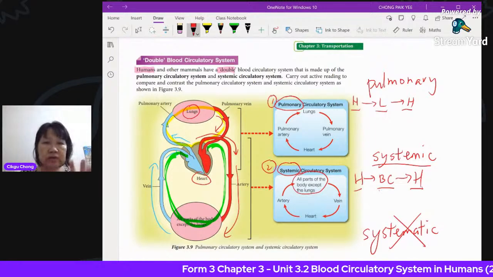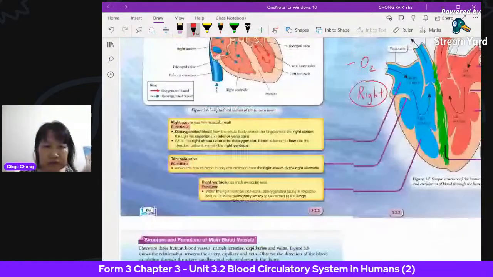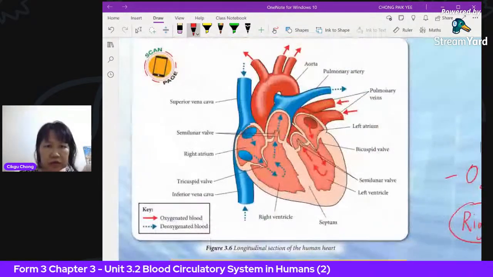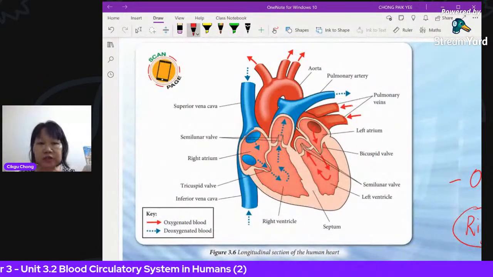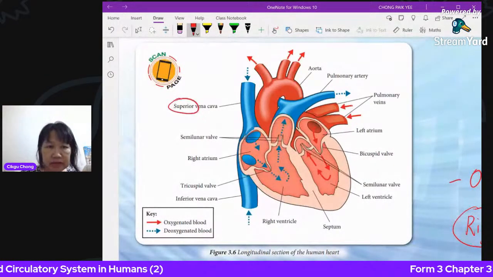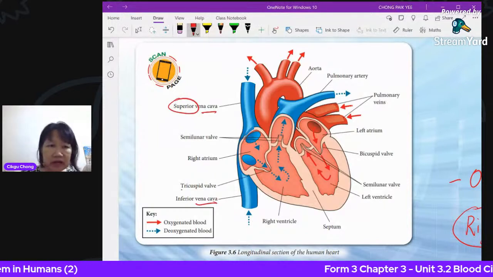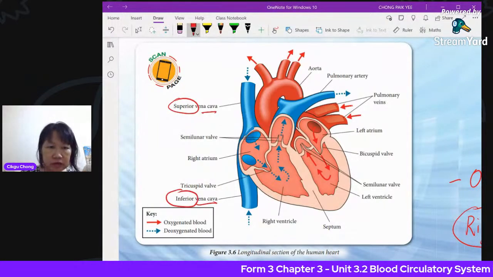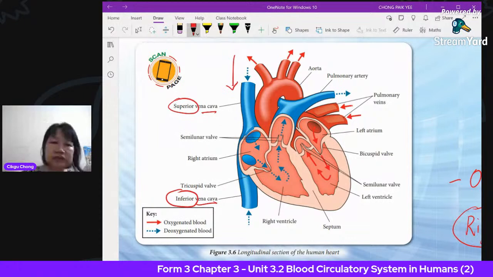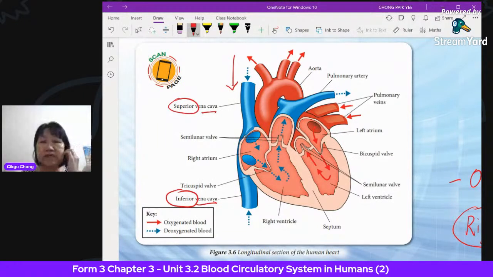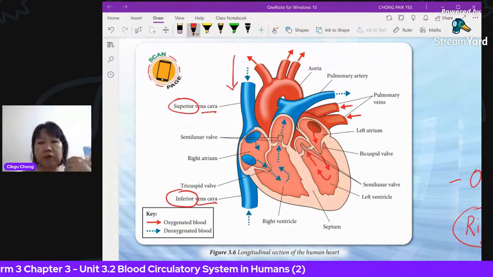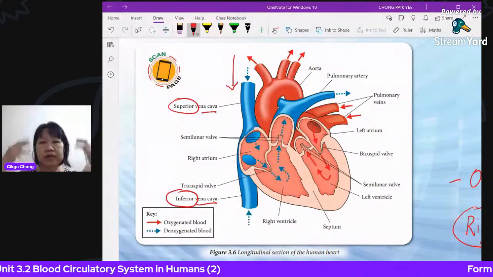So now let's look at this one first. I want to bring your attention to this. Remember that day the vena cava has 2 parts, superior and inferior. So this is what I'm talking about. The superior vena cava is the blood vessel that carries the blood from the top part of your body, from the head, from the neck, from the face.